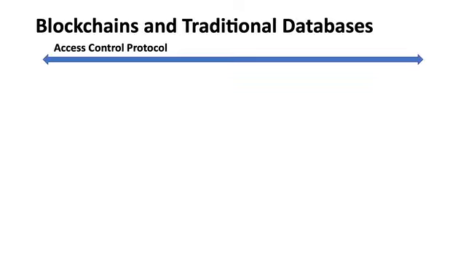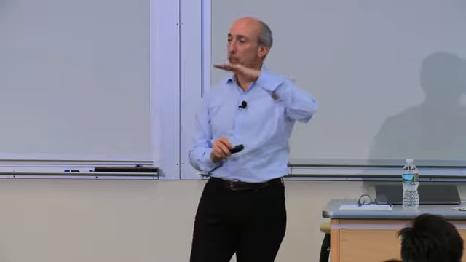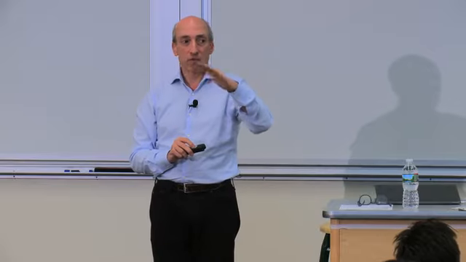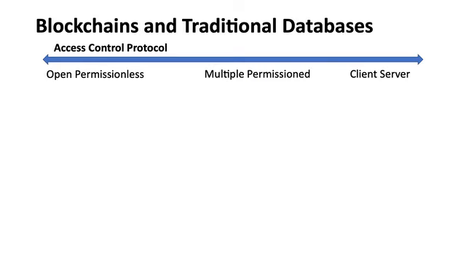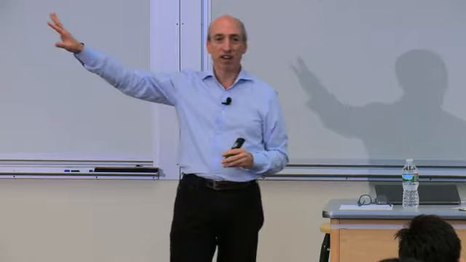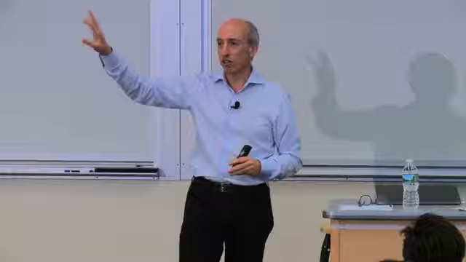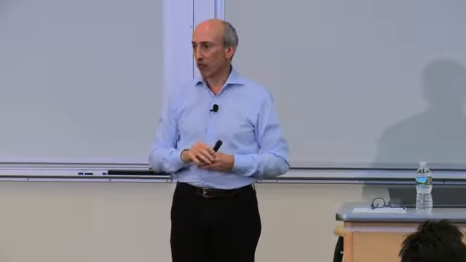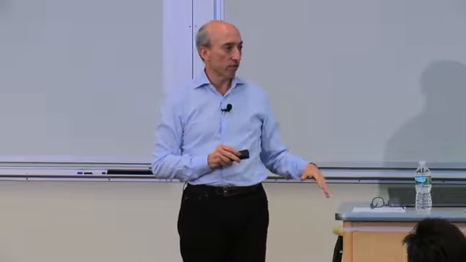So one is access control. Who has access to the ledger? Who has access, if I might, to the data? There are 3 different types of approaches we talked about: open permissionless, multiple permissioned, and client-server. I'm using the word client-server just to say traditional database. You can use other words, but I'm just trying to say 3 different types of data structures. And to Zahn's question, why would you be in one bucket versus another?